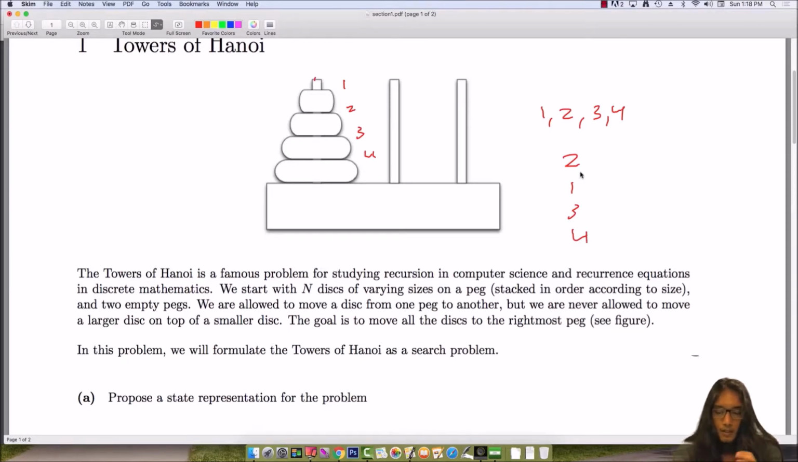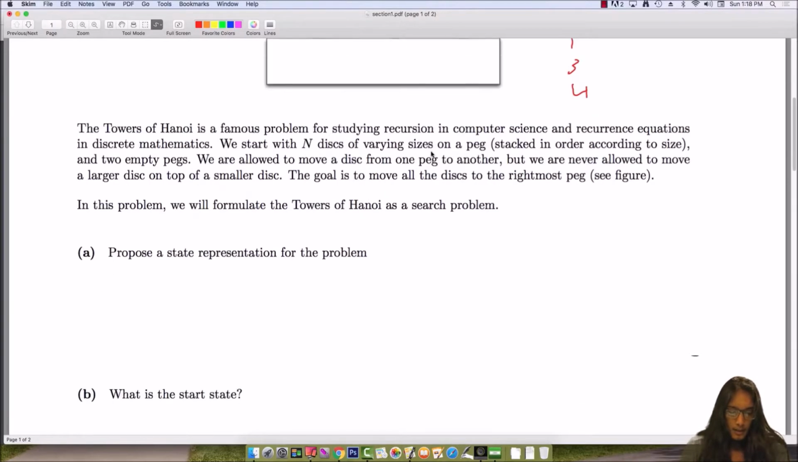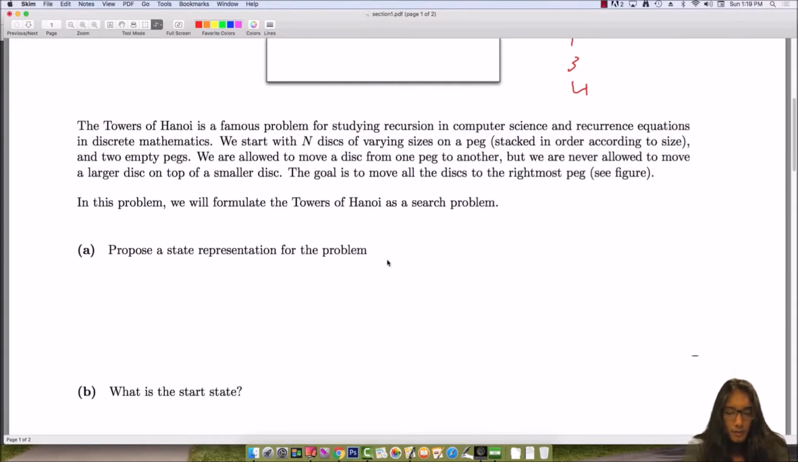So the crucial realization in this subproblem is to notice that once you know which objects are on each peg, you know what their order is, and so you know the entire state of the game, right? So what's the answer to part A? Basically, you want to maintain a list for each of the pegs, which describes what are the objects on that peg.